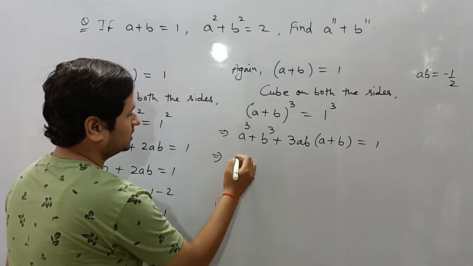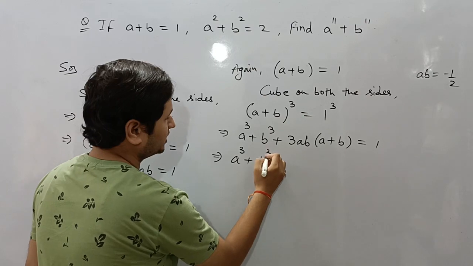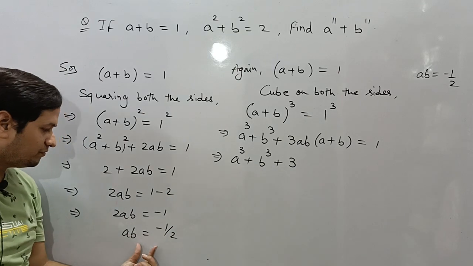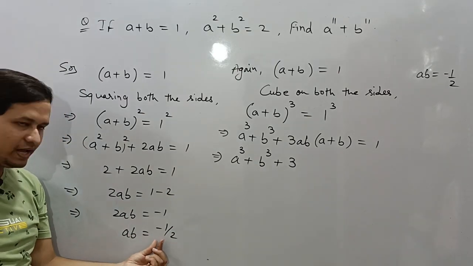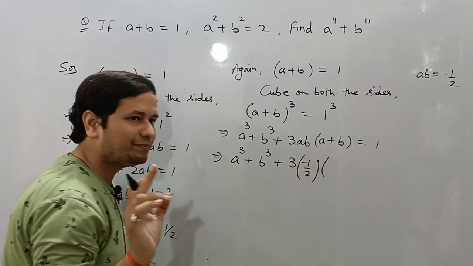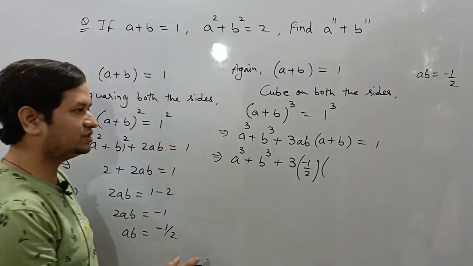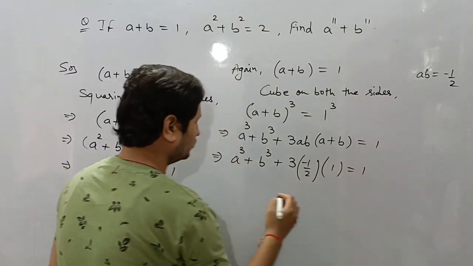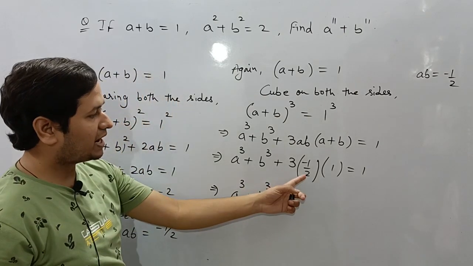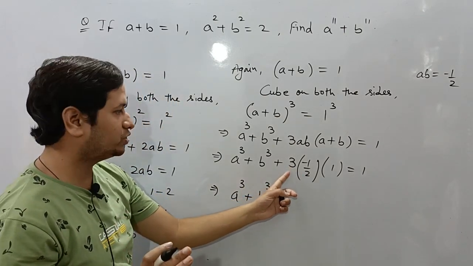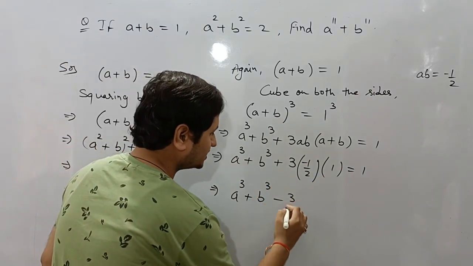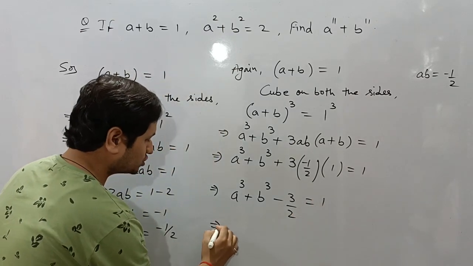We all know that. So a cube plus b cube plus 3, and what is the value of ab? We have found the value ab is equal to minus 1 upon 2. So we will put here minus 1 upon 2, and a plus b is what? a plus b is 1. So when we solve this, we will get minus 3 upon 2 into 1, which is minus 3 upon 2. Okay. So this is minus 3 upon 2 and it is equal to 1.